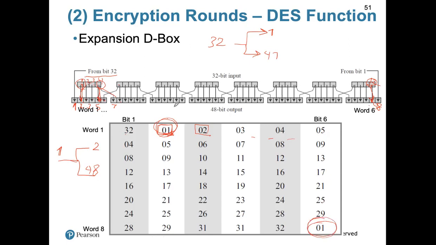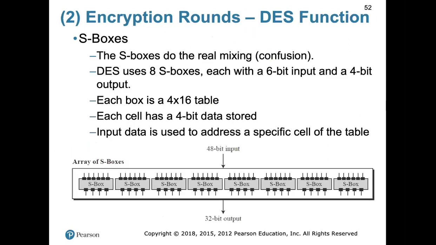I called each of these a word. This is word 1, word 2, all the way to word 6. And this is the expansion box, like I said. And you see that it expands the 32-bit data to a 48-bit one.